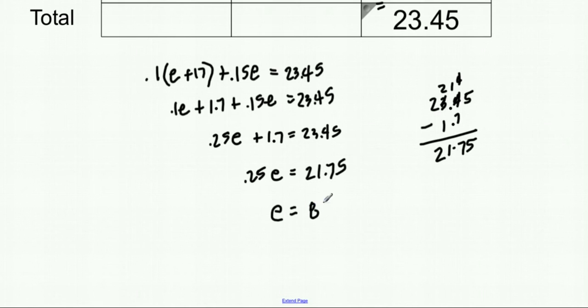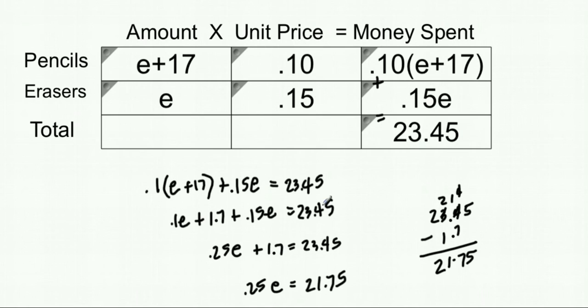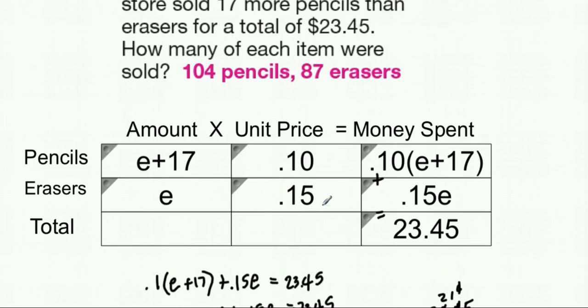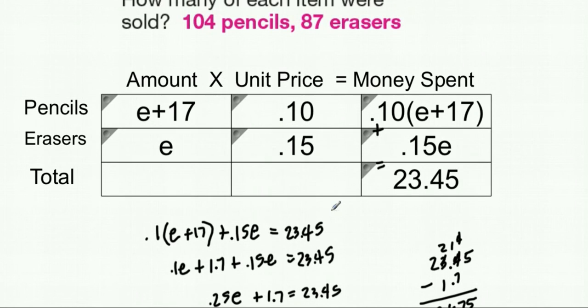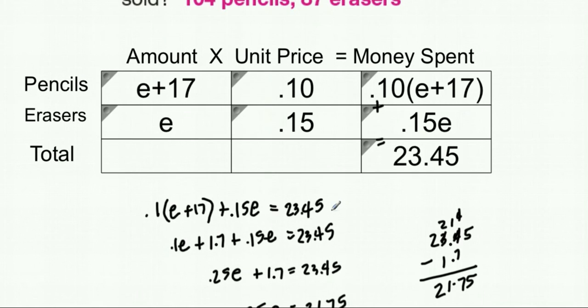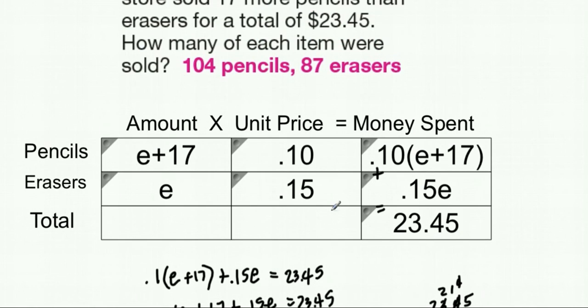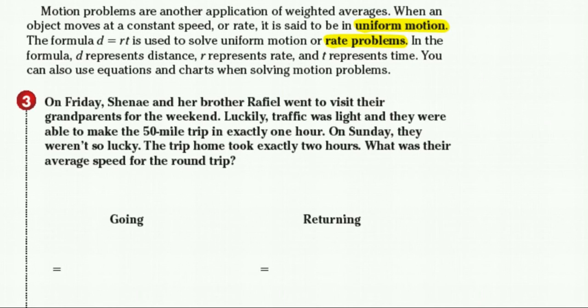And if we substitute 87 into our E plus 17, you'll end up with 104. So you have 87 erasers and 104 pencils. And that's how you use your organizational chart to solve mixture problems. And unfortunately, that's not the end of our lesson, because in the next lesson we'll talk about uniform motion problems. You probably want to pause this, get something to drink, because we're moving on.